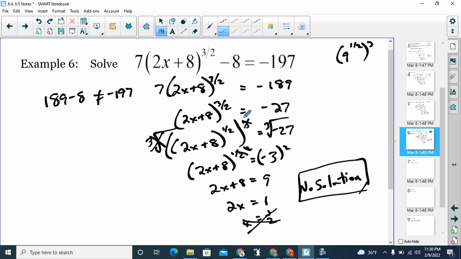This one actually, there was a step where you might have been able to recognize that there was no solution without actually doing all of the work and getting down to an extraneous solution. Once we were at this step right here, where we had 2x plus 8 to the 1/2 equals negative 3, remember the 1/2 exponent is the same thing as square root. So I have the square root of something equals a negative number. There's no real number that when I take the square root of, I get a negative number. So you could have stopped right there and said that there is no solution at that point.